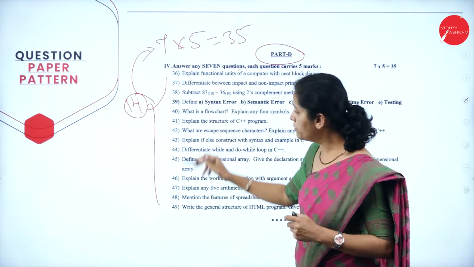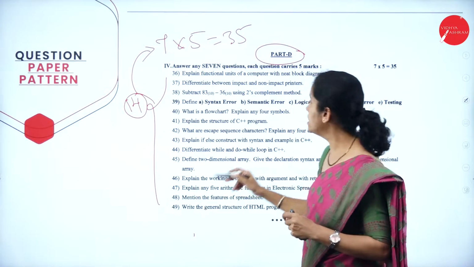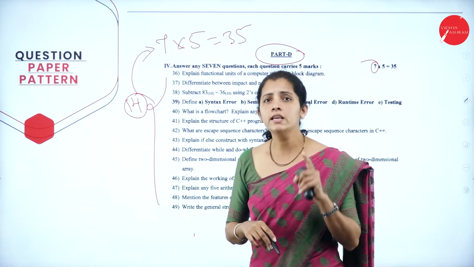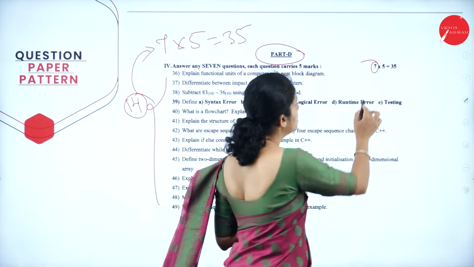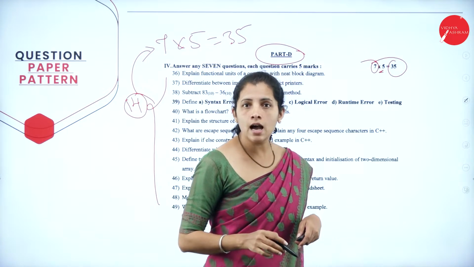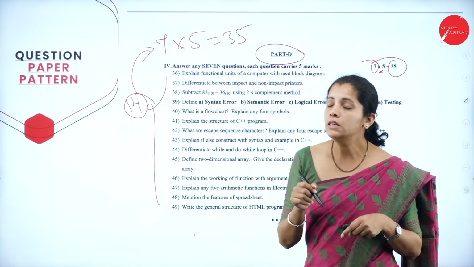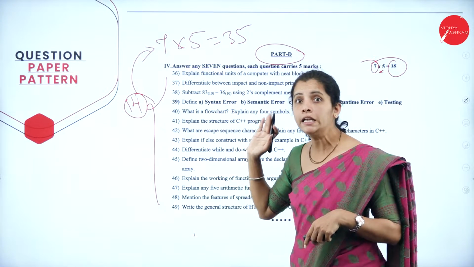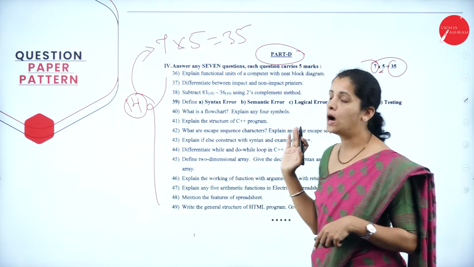See, in total I'm having 14 questions. Out of 14, I'm going to attend only 7. And each question carries 5 marks, and it is 35. Now, let me discuss each and every question in detail, one by one.